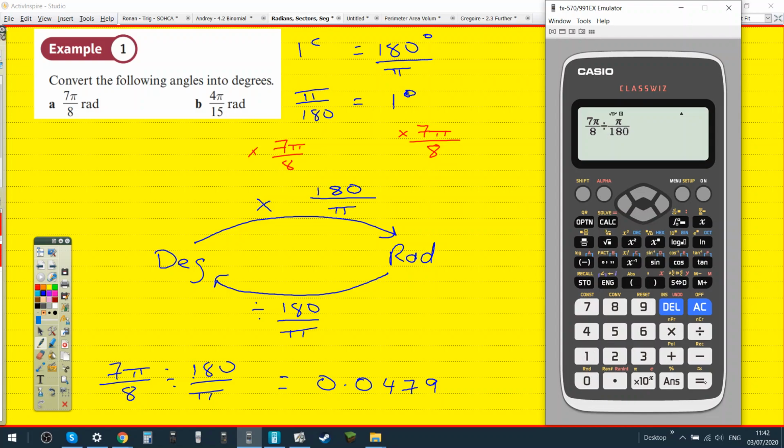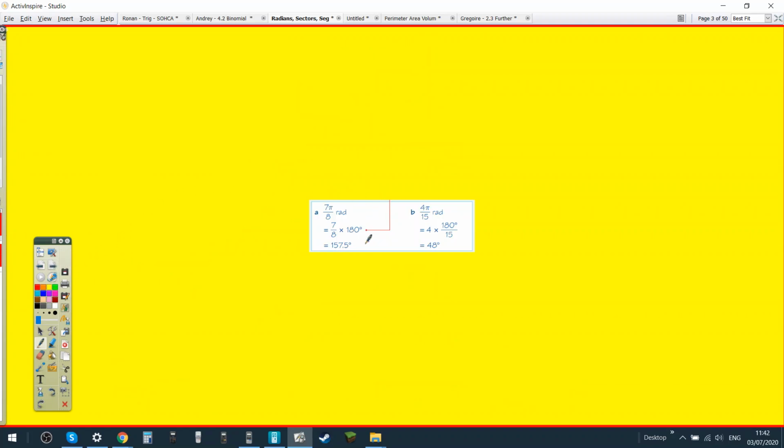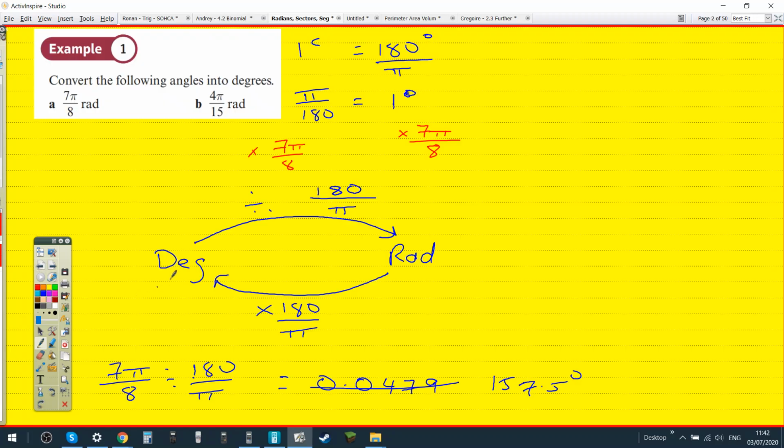Okay, so I got 315 over 2. Yeah, so 157.5 degrees. So it's actually, sorry, it's the other way around. That one is divide, this one is times. 157.5 degrees. So let's try the other one. That should have been a times.